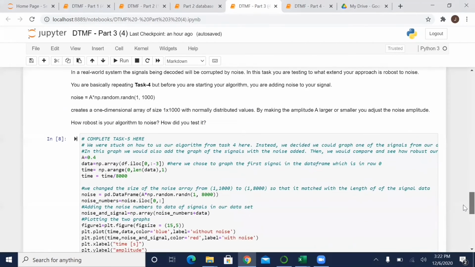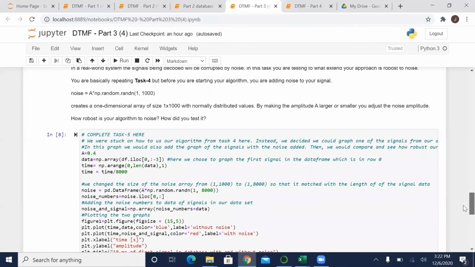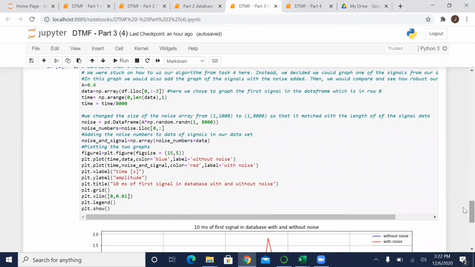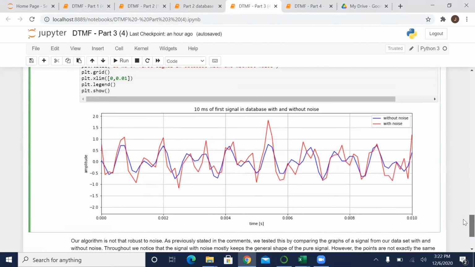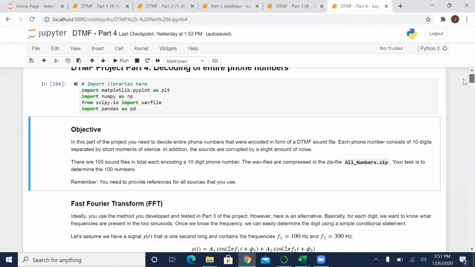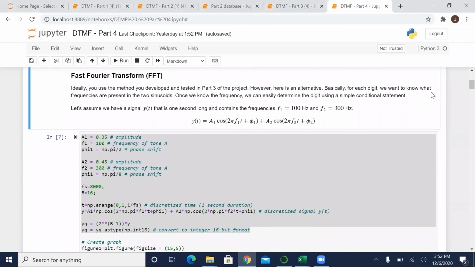When working with task 5, we were not quite sure how to implement our idea, but I came up with the idea to add the noise to the data for each signal and graph the original signal with and without noise. From here we could compare and see that the shapes are almost similar, but the amplitudes are not quite equal to each other.